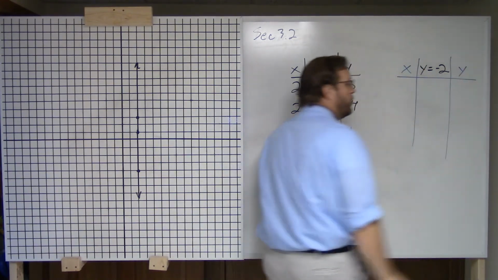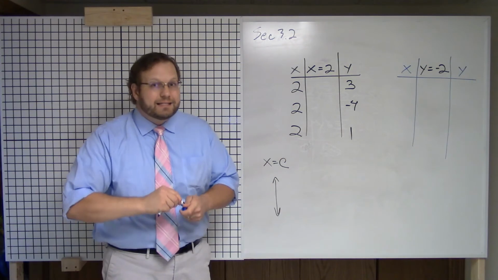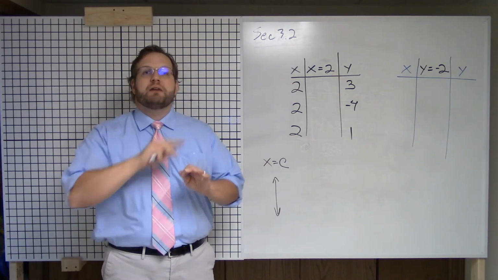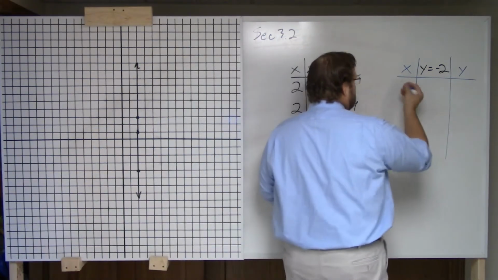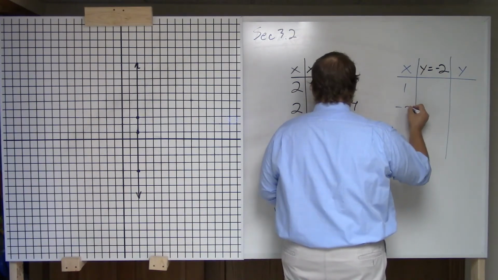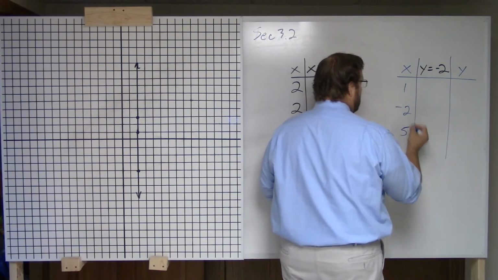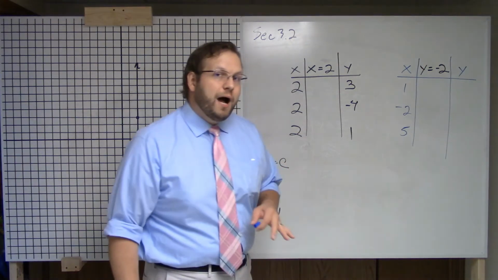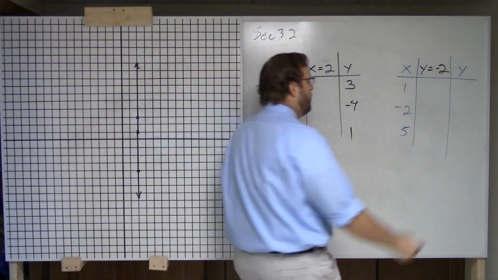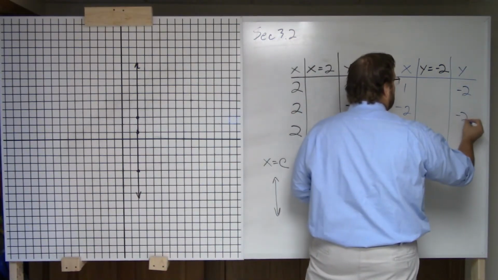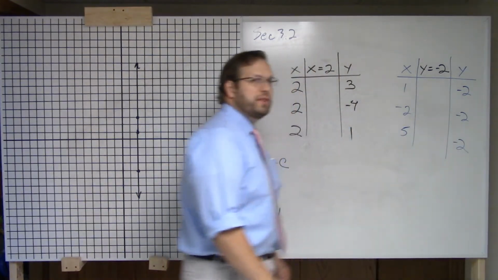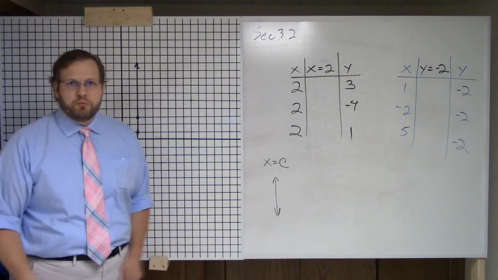In this case, what doesn't matter? The x doesn't matter. The x could be whatever the heck you want it to be. Let's say it's 1, negative 2, and 5. But what does the y have to be? The y has to be -2. Without any calculation, I made 3 points.